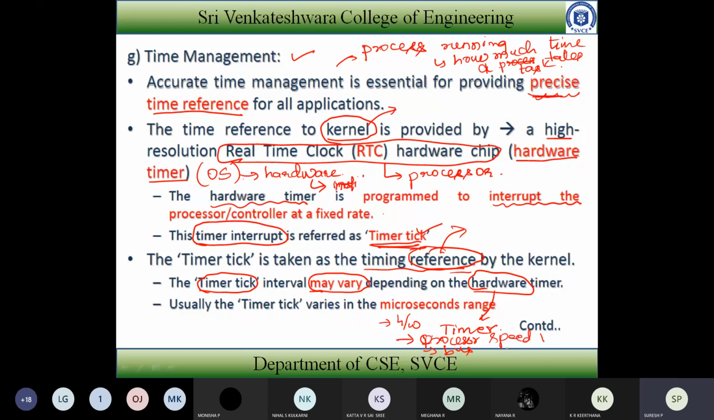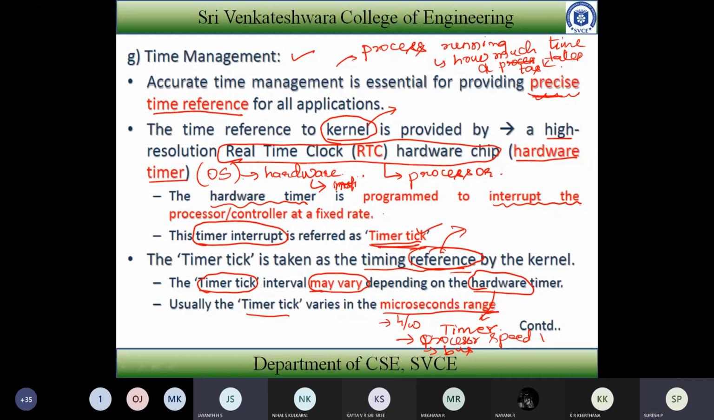So depending upon the different types of hardware which you use, your timer tick is going to vary. The interval between your timer ticks will vary depending upon your hardware timer. Usually the variations in the timer tick will be in terms of the microseconds range.